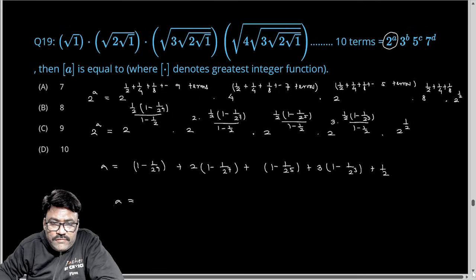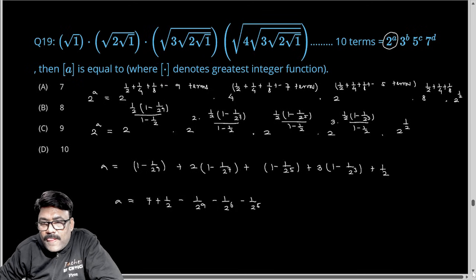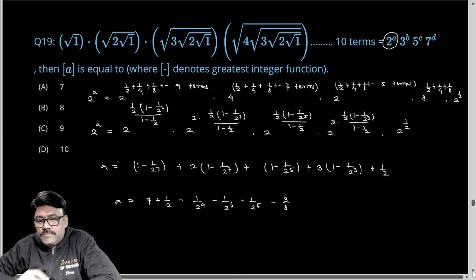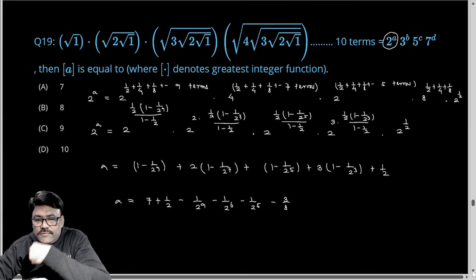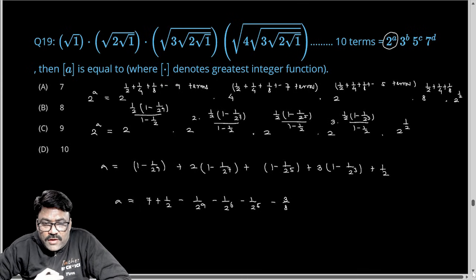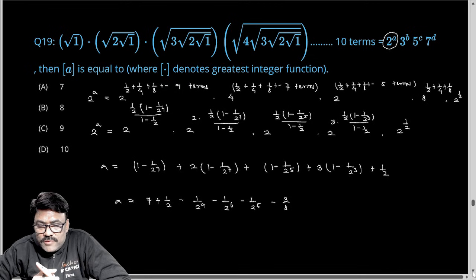So you are getting what? A is equal to 1 plus 2, 3 and 1, 4 and 3, 7. So you are getting 7, then last half, and then minus 1 by 2 raised to 9, minus 1 by 2 raised to 6, minus 1 by 2 raised to 5, and minus 3 by 8. Minus 3 by 8. Yes. So this is 7 plus half, minus 1 by 2 raised to 9, minus 1 by 2 raised to 6, minus 1 by 2 raised to 5, minus 3 by 8.